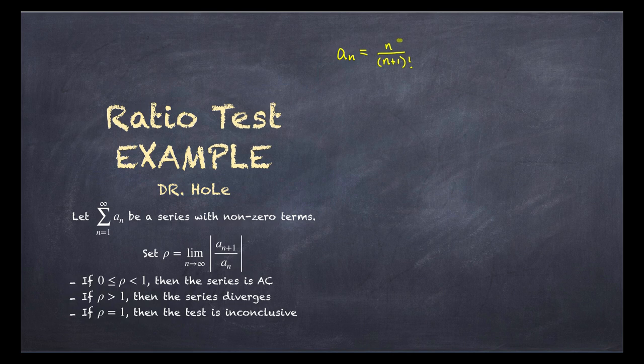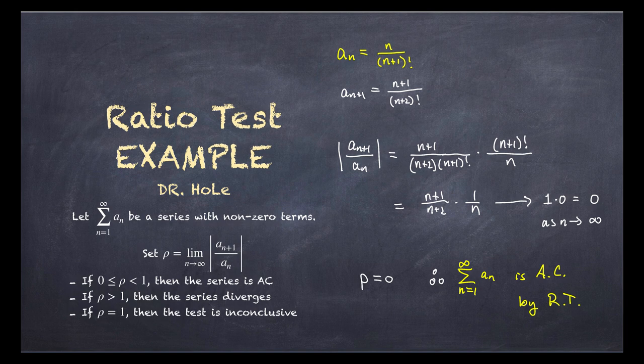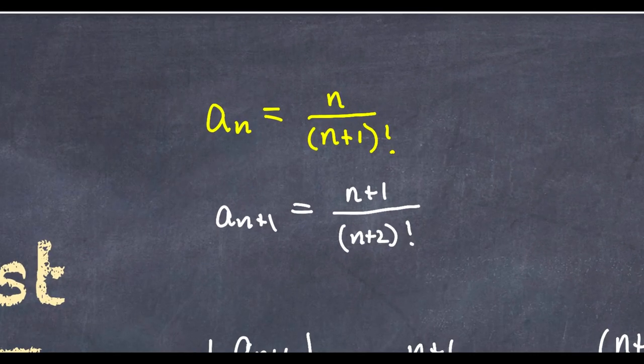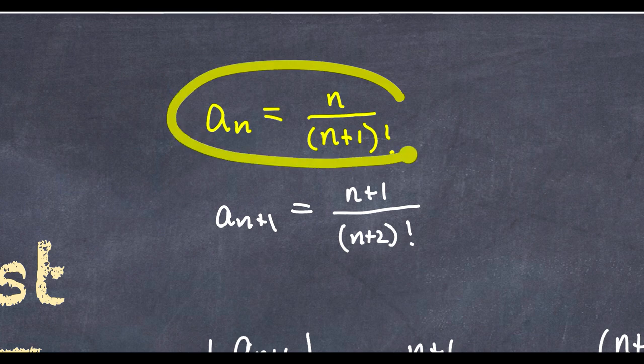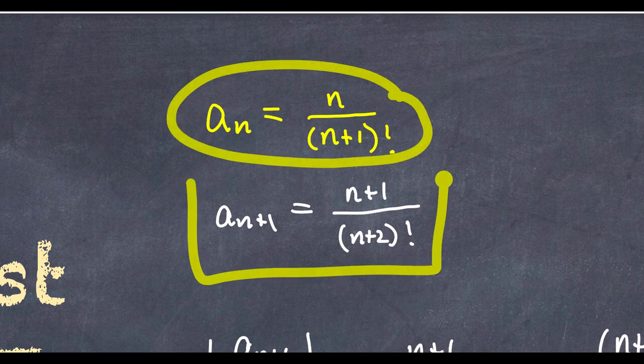We're looking at linear n in the top placed over factorial. Which of these two is stronger, the top or the bottom? To apply the ratio test, what is it a ratio of? The next term over the current term. If this is the current term, write down the next term.